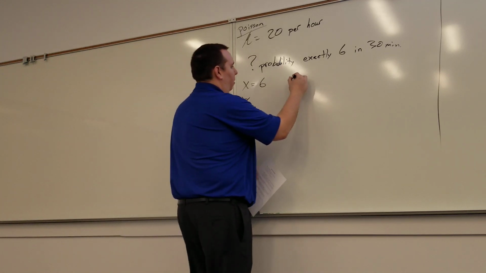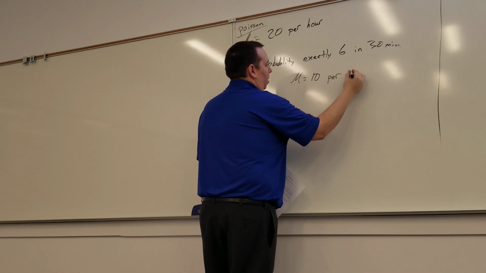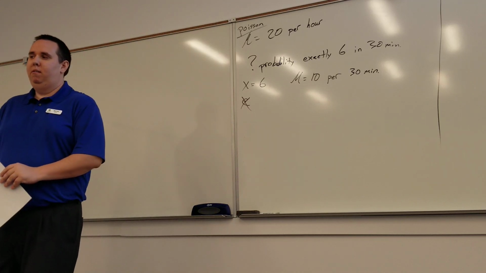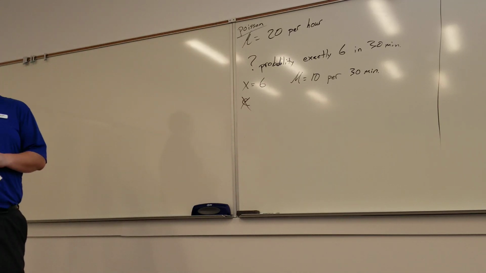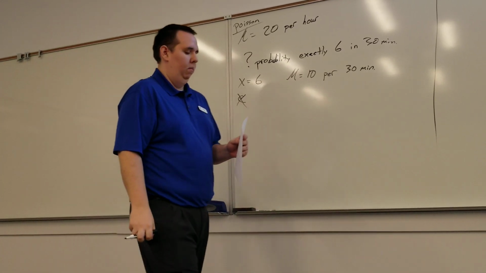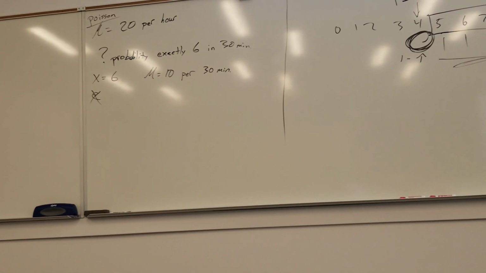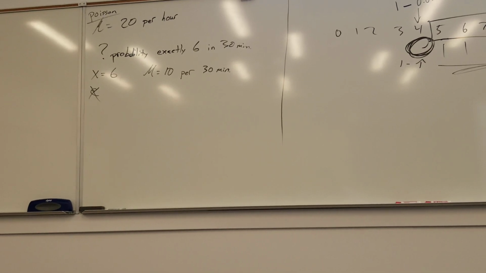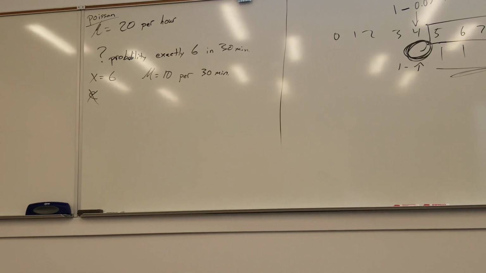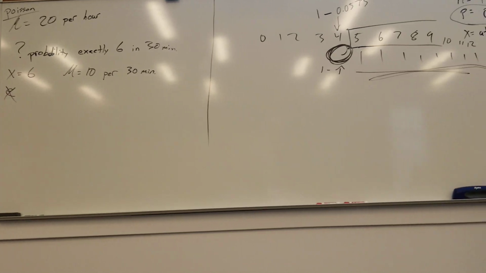Okay, right, so our mean now is 10 per 30 minutes, right? 10 customers on average show up every 30 minutes. So we could plug it into our formula, right? So mu to the x times e to the negative mu over x factorial. We could do all that. What's another option for us then?